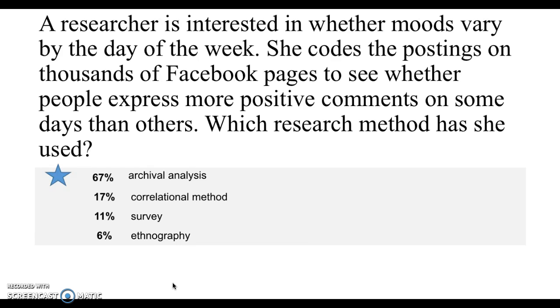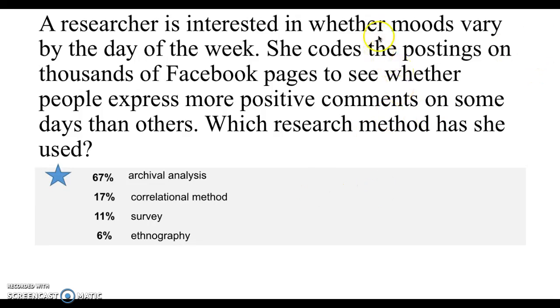So the part that we want to pay attention to in this question is we've got two different variables here. We've got moods and days of the week, okay? And then we've also got the way in which she collects the data. And in this particular question, the way in which she collects the data is the important and defining characteristic here. She's coding postings on thousands of Facebook pages. So that data is already existing, and she's just going through a big archive of data in order to make conclusions about this data set.